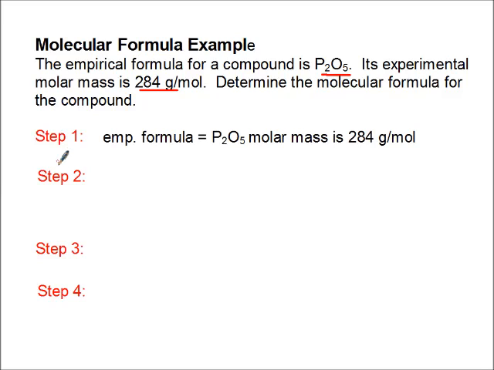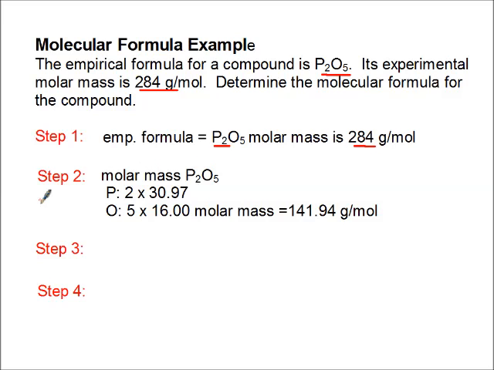So step 1, write down what you know. Okay, you know empirical formula, you know molar mass. Step 2, take the molar mass of the empirical formula, 2 times 30.97 from the periodic table. Oxygen is 5 times 16. They rounded off that 15.99, and they get 141.94 grams per mole. That's the molar mass of the empirical formula.